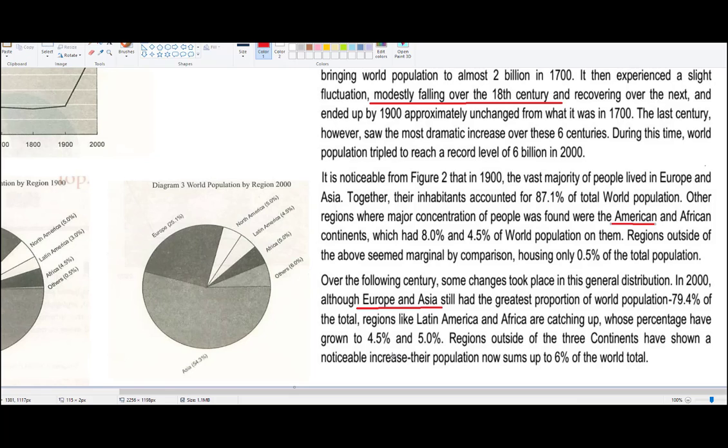Oh gosh. Okay, I don't know if half a percentage increase is catching up, but okay. So Latin America and Africa are grouped together, and then all the other continents in another group. We have numbers to support the data, well, numbers to support the description, rather.